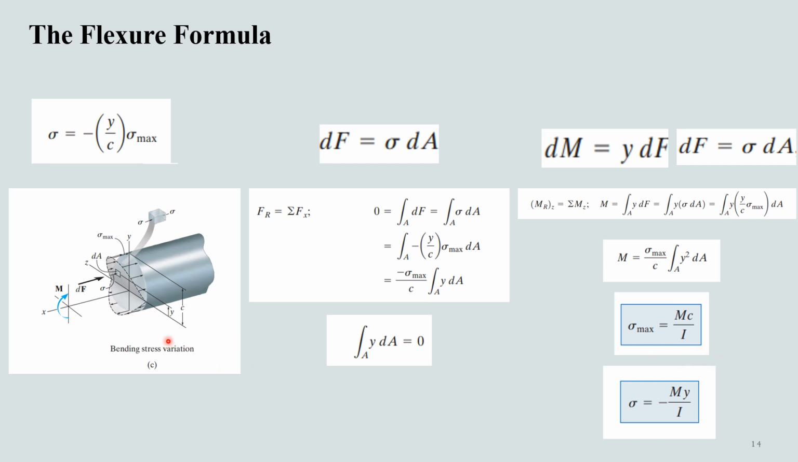Stress at any location other than the outermost fiber can be determined using this equation, where we replace C by Y and apply a minus sign here to indicate that the stress will be compressive if we are moving up from the neutral axis, and tensile if we are moving down from the neutral axis when the section is subjected to positive bending.